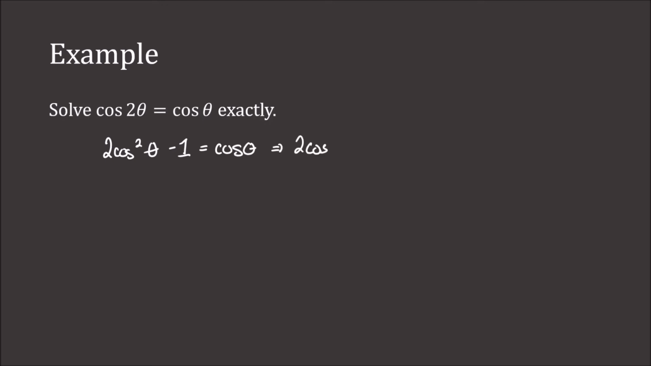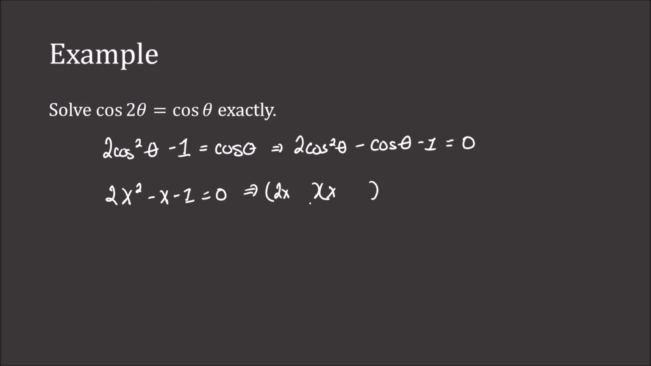Then we can write 2 cosine squared of theta minus cosine of theta minus 1 is equal to 0. Now this looks quadratic, so we can let x be cosine, and this will look like 2x squared minus x minus 1 is equal to 0. Now this one can be factored. We'll have a 2x here, we'll have an x here, we'll have a 1 and a 1, and the higher one will be negative, so we'll have 2x minus 1 times x plus 1 is equal to 0.